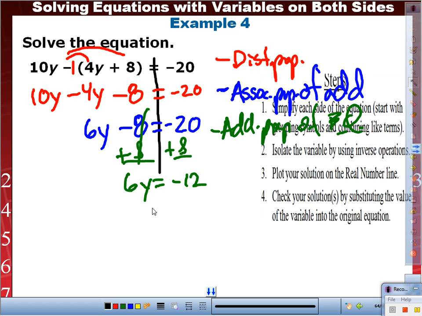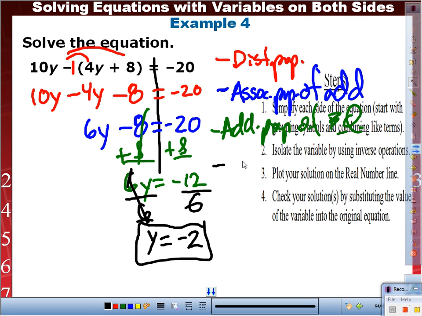Go. Divide by 6, and we get. No, but that is correct. So what is the property? What property, Amaret? That is correct. Division property of equality.